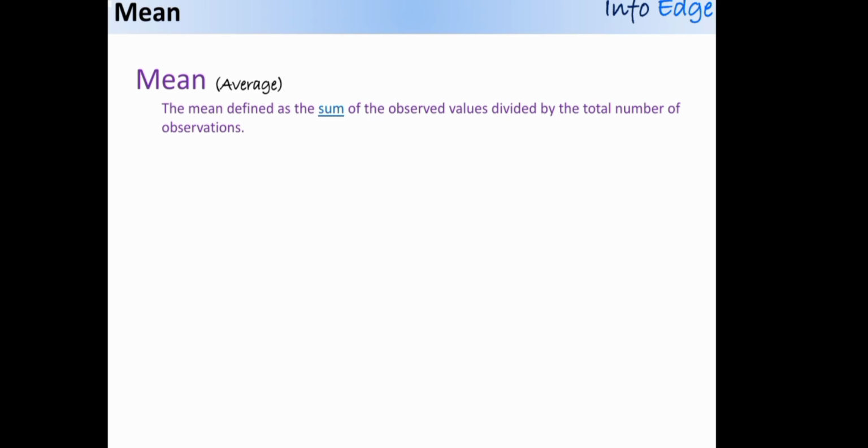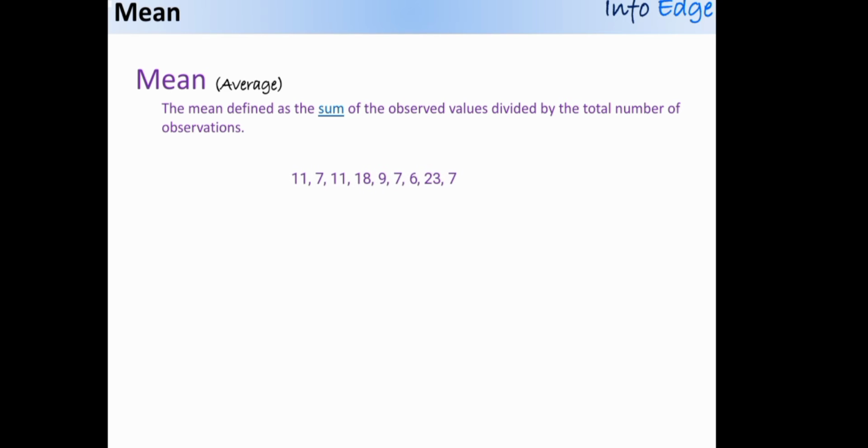Let me see what the mean is and how to calculate the mean value. First we see the definition of the mean. Mean is usually used as the general terminology for average. The mean is defined as the sum of the observed values divided by the total number of observations.